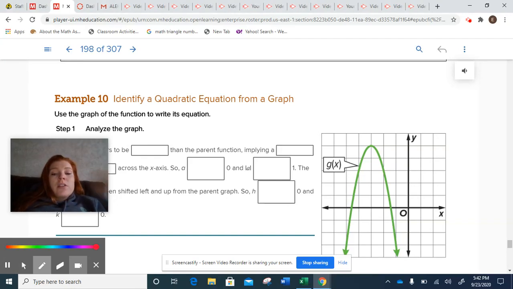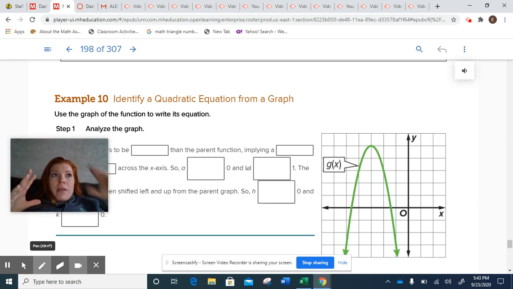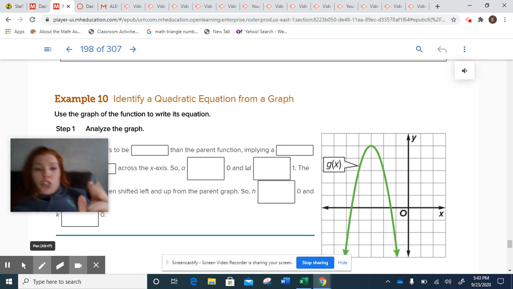Okay, so we are on the last example, example 10. We are going to go ahead and go in reverse. So we are taking the graph and we're going to put it into our equation. Remember that all the pieces of the equation are going to basically fit into a piece. So we are going to write the format of what the equation should look like.